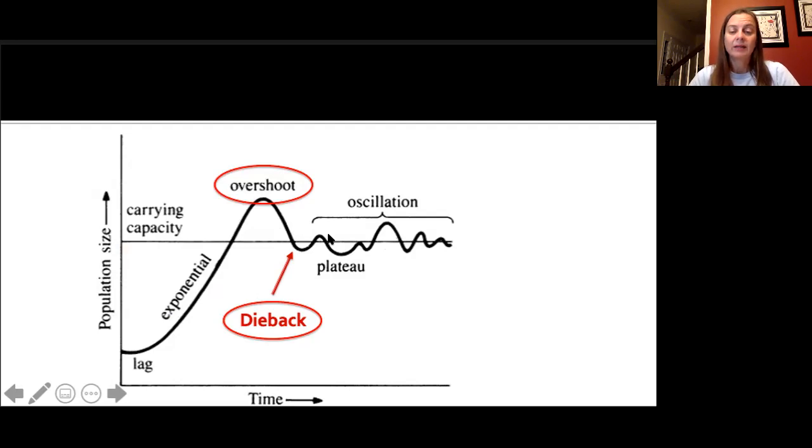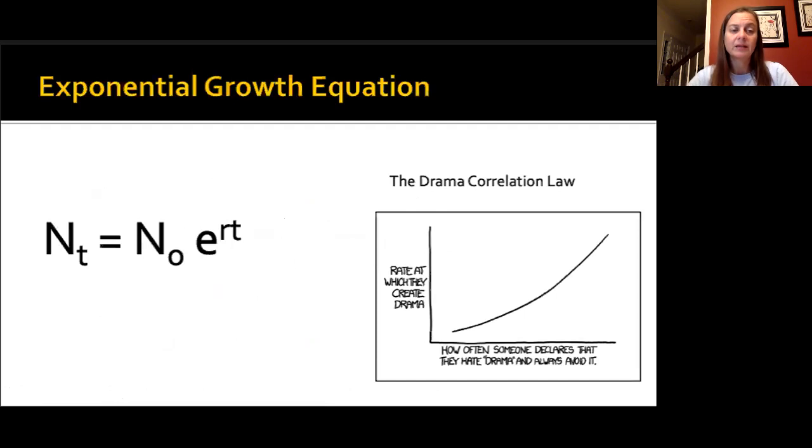Okay, let's talk about the exponential growth equation. So this is the exponential growth equation: N sub t is equal to n sub naught times e raised to r times t. So when we talk about this, n sub naught is the initial population size. So this is how many individuals there are in the population to begin with.